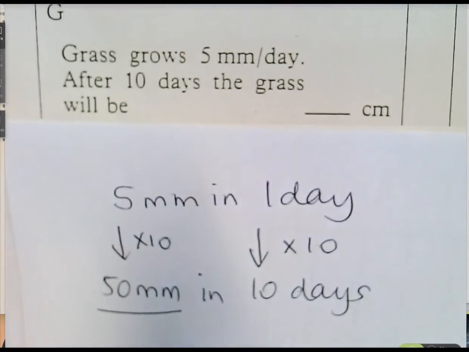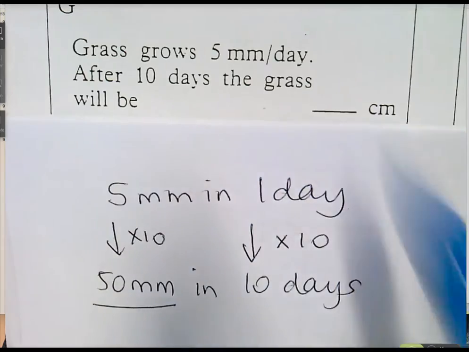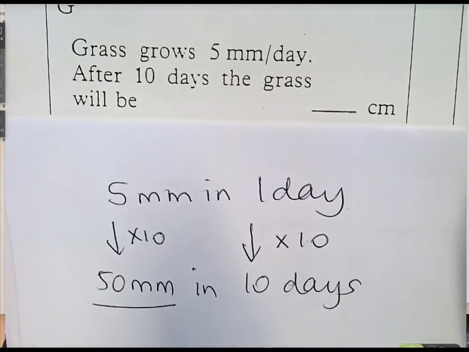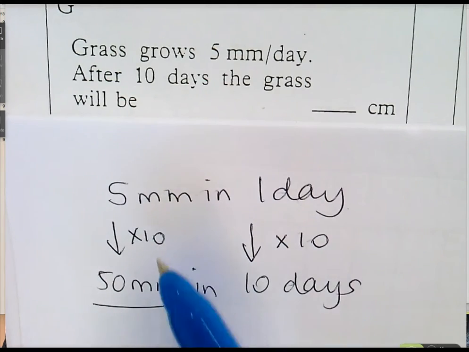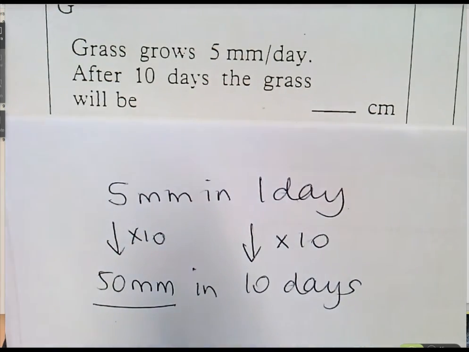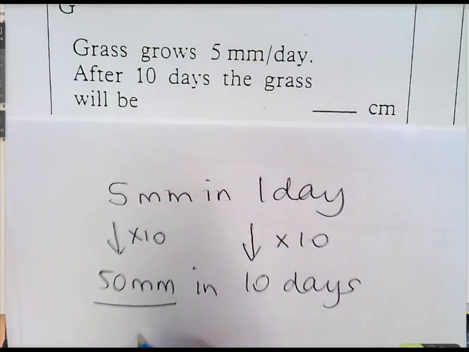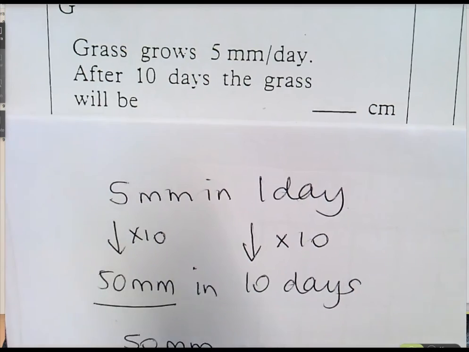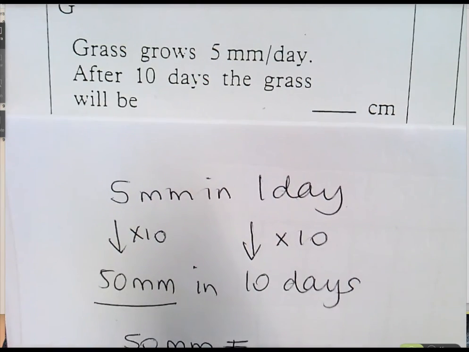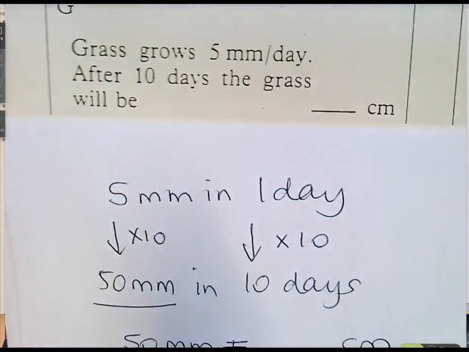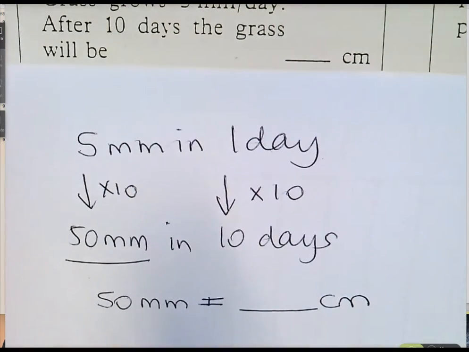But girls, they want the answer in centimetres. It grows 5 millimetres in 1 day. After 10 days, it will grow 50 millimetres, but it wants the answer in centimetres. How many millimetres in a centimetre? It's on your ruler. Yes, 10 millimetres makes 1 centimetre. So 50 millimetres equals how many centimetres? Look at your ruler.